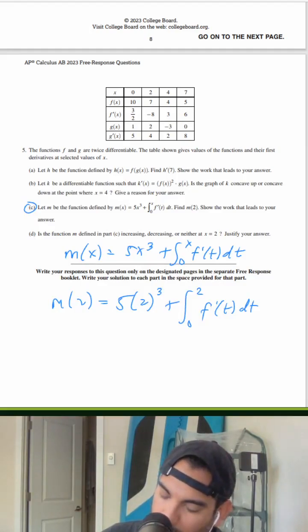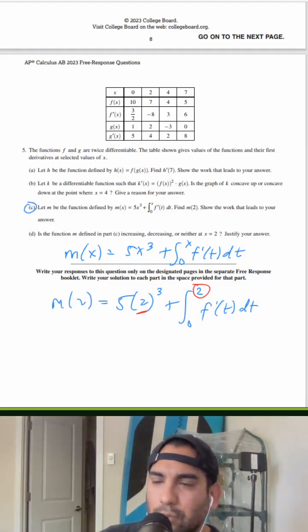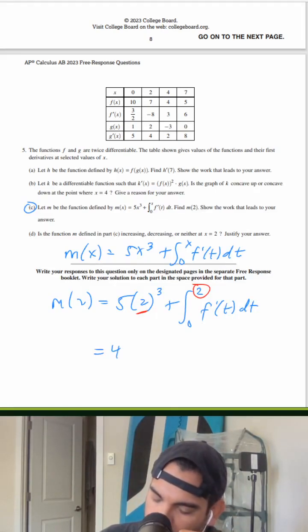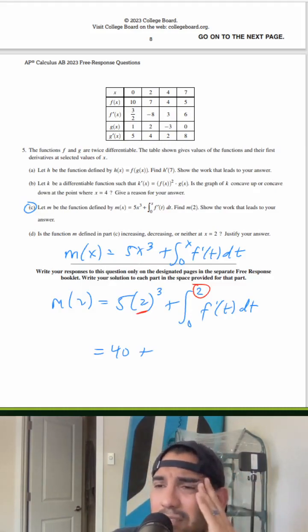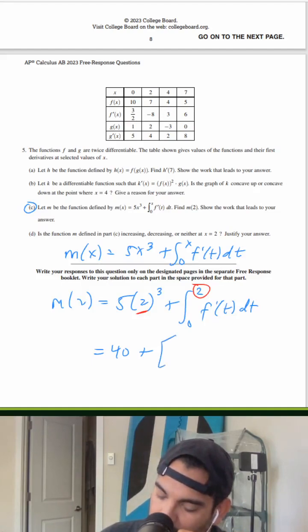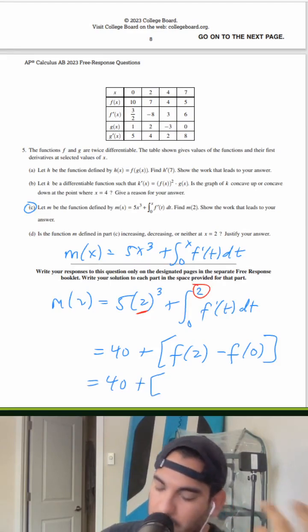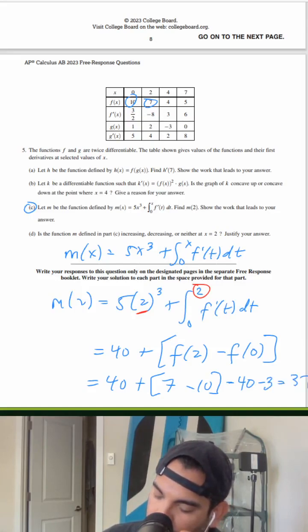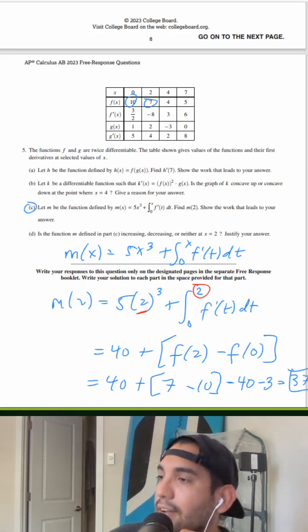Okay, so this is where I plugged in my 2's. The first one, 5 times 2 to the power of 3, that's just 5 times 8, so that's going to be 40. And then you're like, I don't even have an integral, where's my function? Well, this is the integral of f prime, so this is just going to be the first fundamental theorem of calculus. This is equal to f of 2 minus f of 0. So we have 40 plus, let's figure out f of 2. That's 7 minus f of 0, that's 10. So this is 40 minus 3, so 37. Not bad, huh?